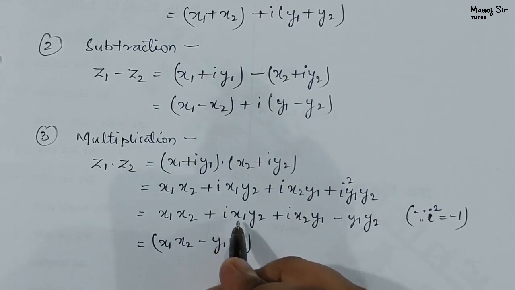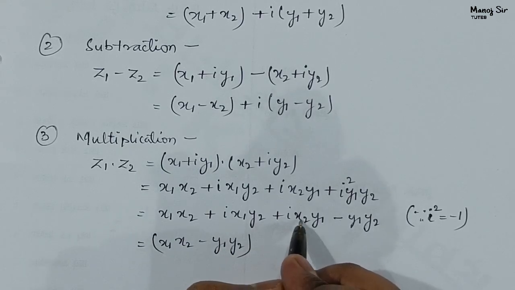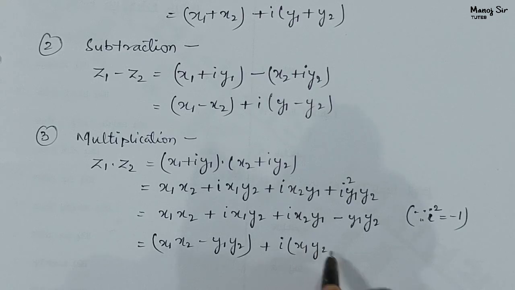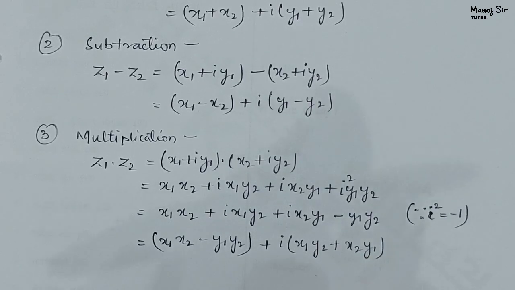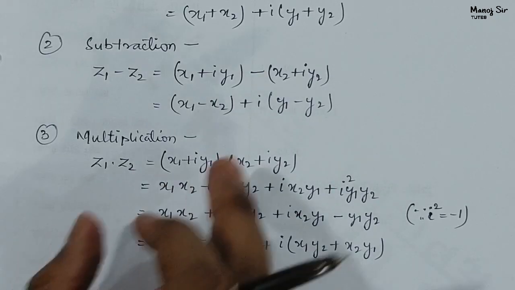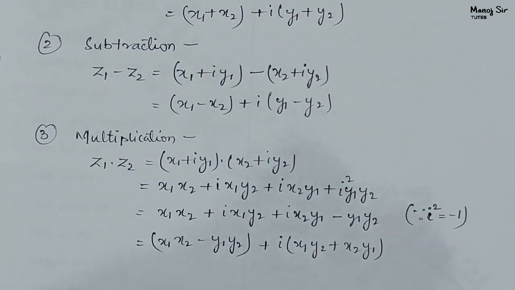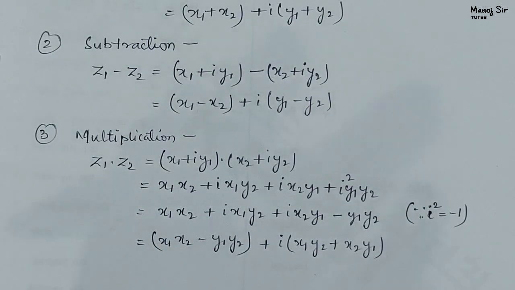Now here we have i times x1 y2 plus i times x2 y1. This is the imaginary part. So we can take i common. Okay, so this is going to be x1 y2 plus x2 y1. Okay, so you can memorize this formula, if you find this easy. Otherwise, by this method we can multiply any two complex numbers. Okay, so I hope up to this point everything is clear to you.